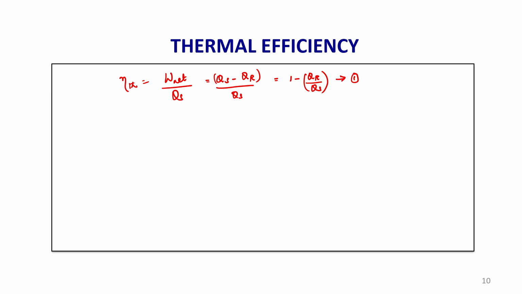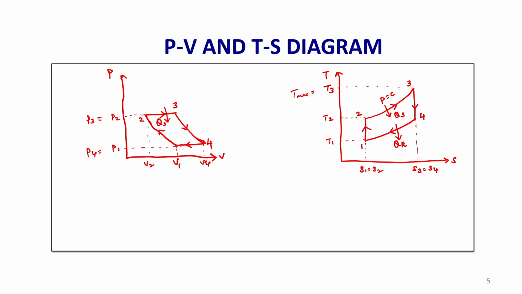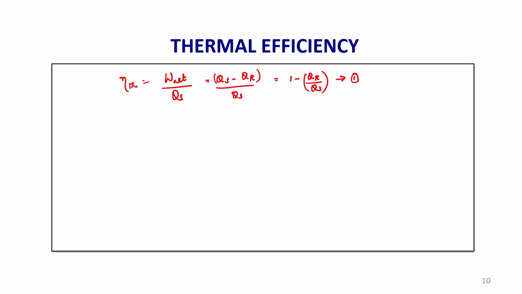Let us define the ratios before that. Rp is the pressure ratio, which is P2 by P1. If you see, the pressure ratio is this pressure by this one. That is the pressure of the working fluid after compression to the pressure of the working fluid before compression. So, Rp is equal to P2 by P1. This is the pressure ratio.